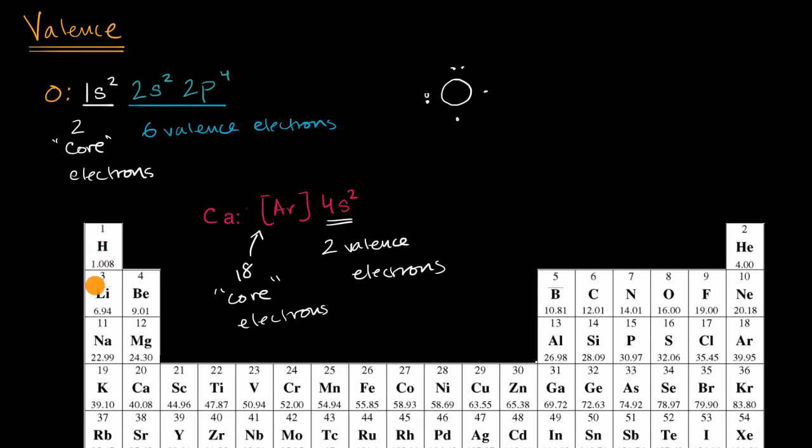This column right over here has 1 valence electron. This column over here has 2 valence electrons. This column out here has 3 valence electrons, 4 valence electrons, 5 valence electrons, 6 valence electrons and 7 valence electrons. The noble gases here, they are very unreactive. So one way to think about it is they are very, very, very stable. They have filled their outer shell.